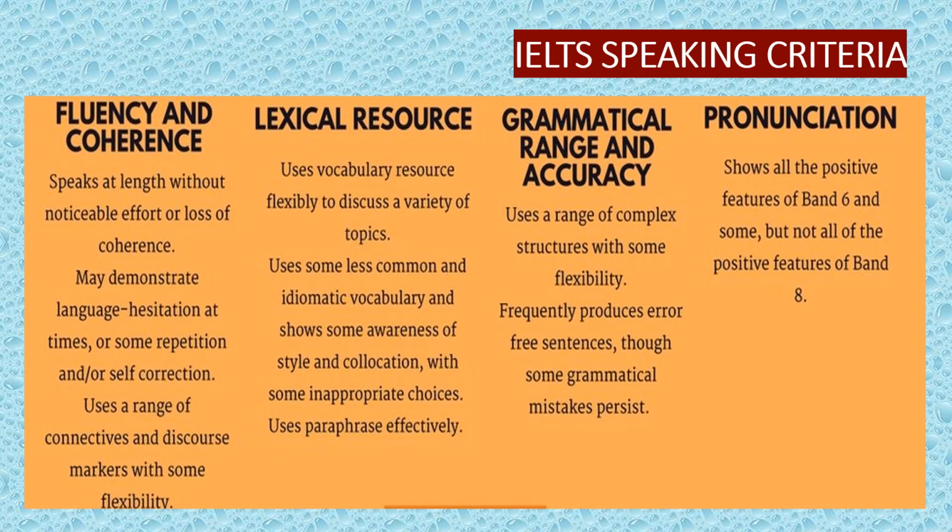Talking about the IELTS speaking criteria, it is out of 100%, so 25% is fluency and coherence, 25% is lexical, 25% is grammatical range, and 25% is pronunciation. Talking about fluency and coherence, let's take a look at what it says here. Speak at length without noticeable effort or loss of coherence, may demonstrate language hesitation at times or some repetition or correction, uses a range of connectives and discourse markers.